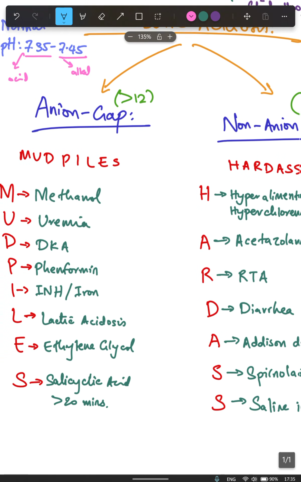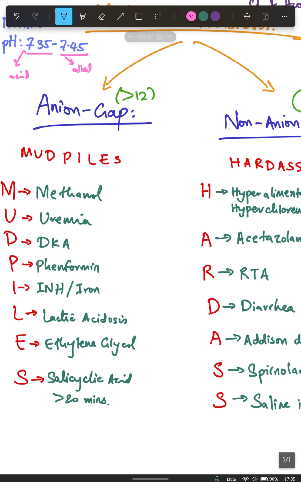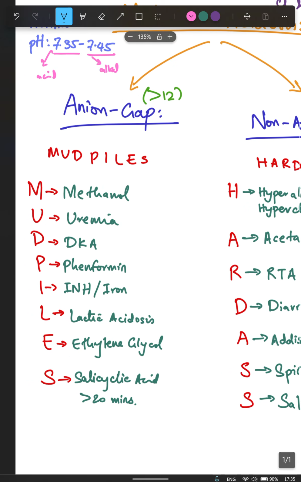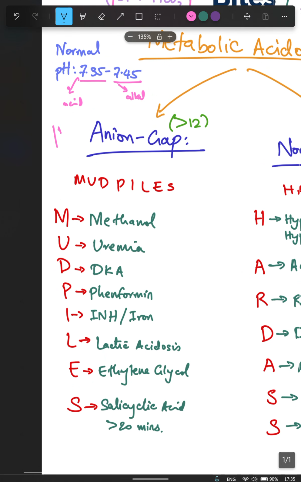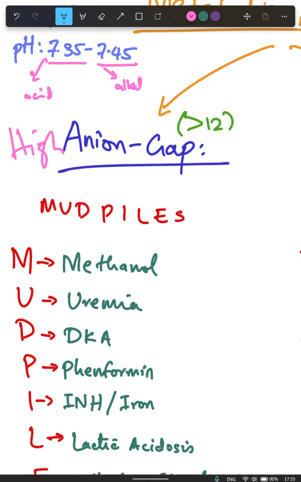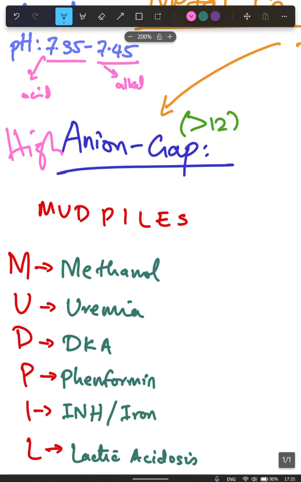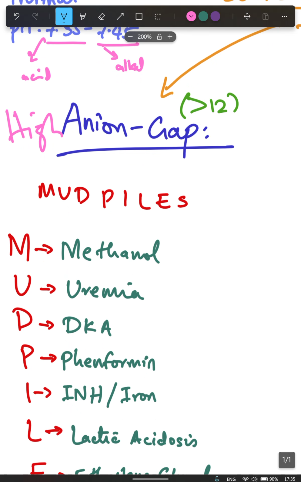Now, here's the part you actually need to remember and understand. A high anion gap means you've gained an unmeasured acid. That extra acid leaves behind an unmeasured anion, causing the gap to increase. What is the mnemonic for the causes of this?